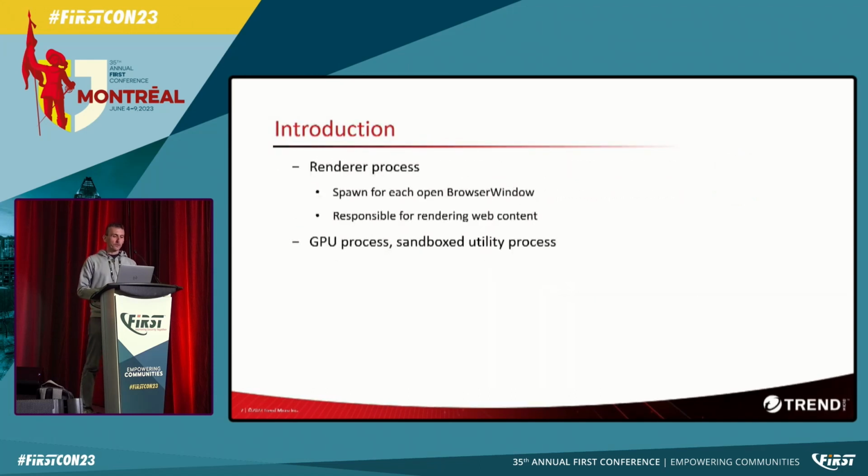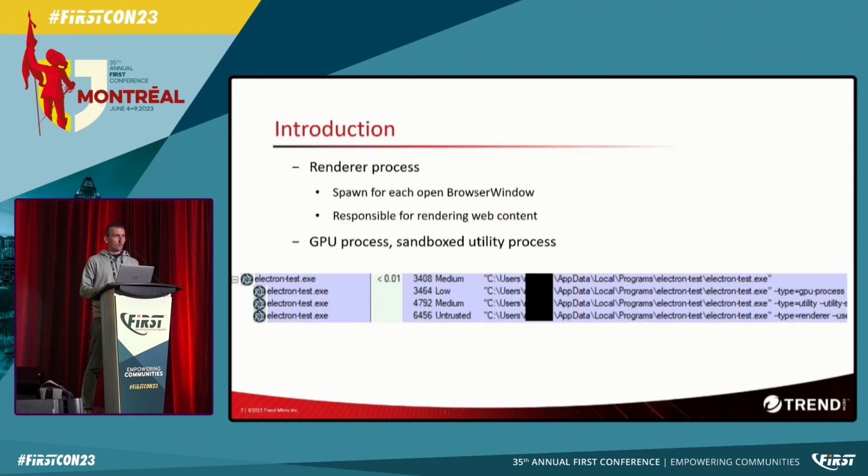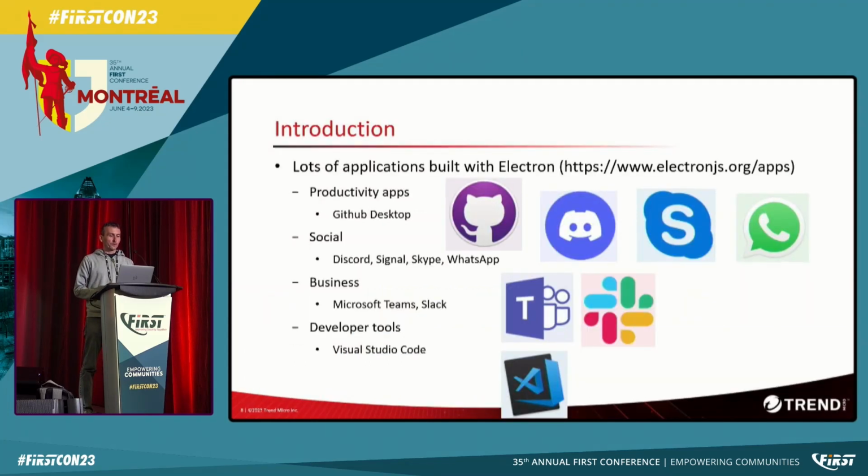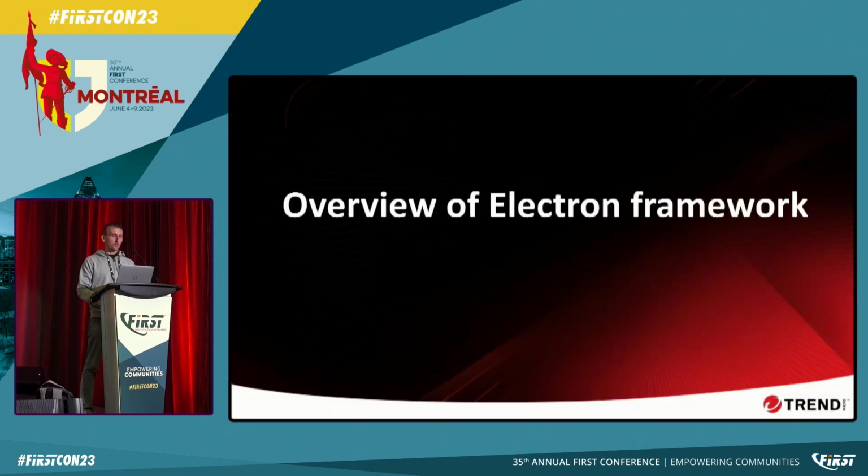Then there are a few renderer processes, which can spawn one for each browser window, and these processes are responsible for rendering web content. If you compile and run the Electron project, you can see in the screenshot several different processes: one main process, the renderer processes I mentioned before, the GPU process for graphics, and also some utility processes which have access to networking or other capabilities. The Electron framework is very popular, so hundreds of applications have been developed with it, and these are the icons of very well-known applications like GitHub Desktop, communication tools like Discord, Signal, Skype, WhatsApp, Teams, Slack, Visual Studio Code, and many others.